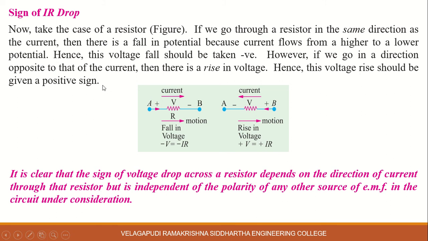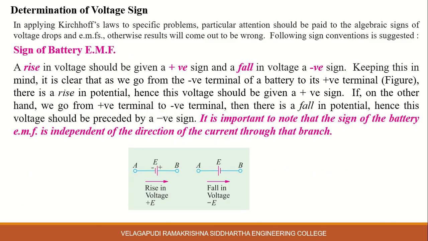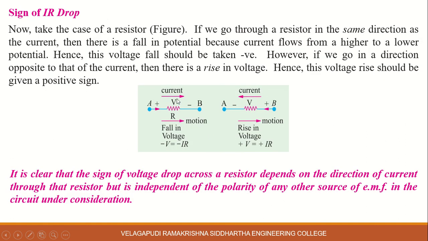In the sign of IR drop representation, the sign of the voltage drop across a resistor depends completely on the current direction. In the case of the sign of EMFs, the sign of EMFs is independent of the current direction. In the case of IR drops, the voltage drop across a resistor depends on the current direction. Okay, it is clear.